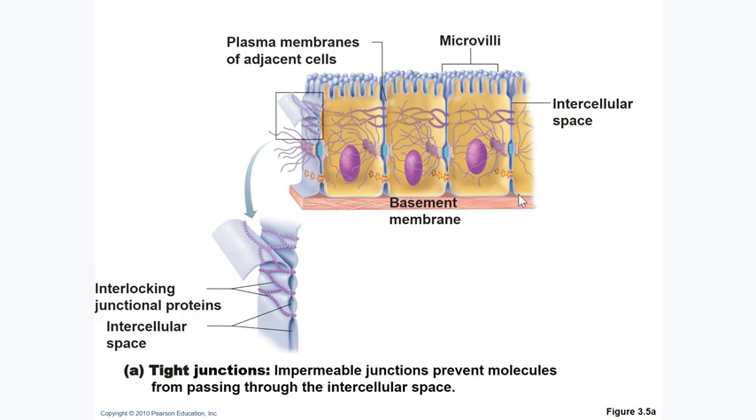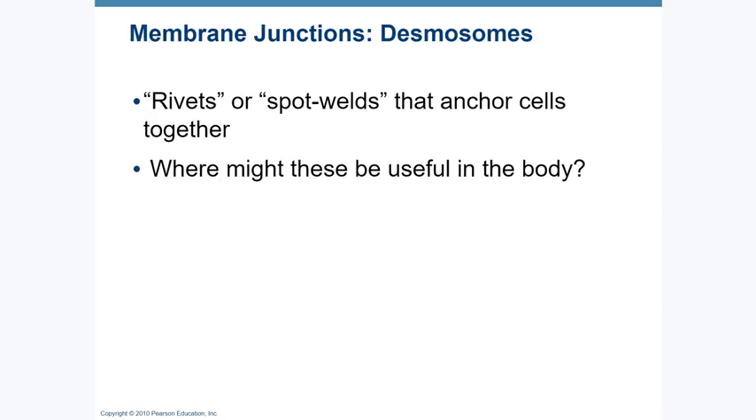You've got the basement membrane here, and then these plasma cell adjacent cells here with microvilli on the top, but there is very little intercellular space. It is almost non-existent. You can see these junction proteins here, and those gaps are those intercellular spaces. So they want to be very close together, snug and tight, so nothing can really get in.